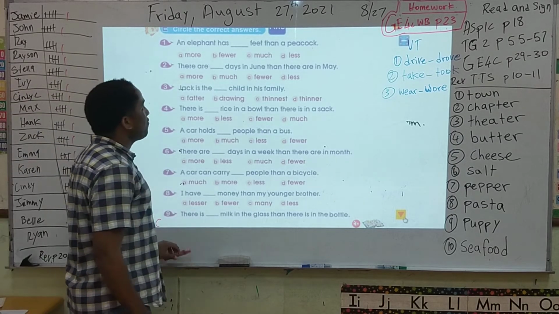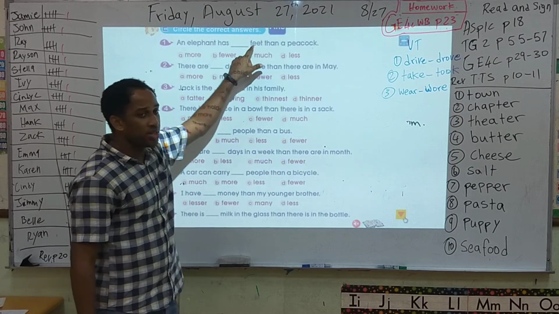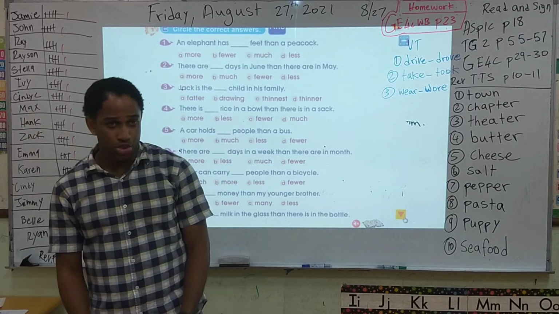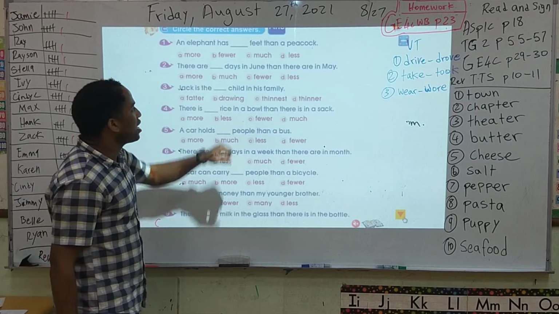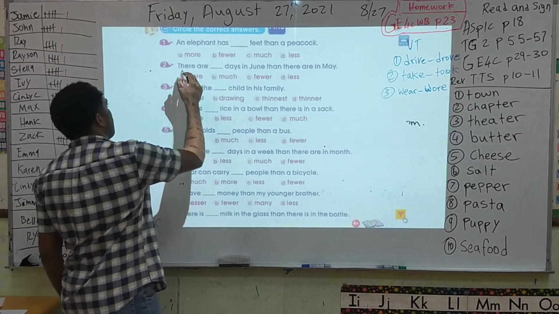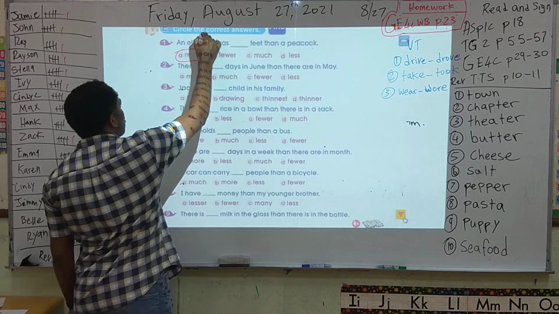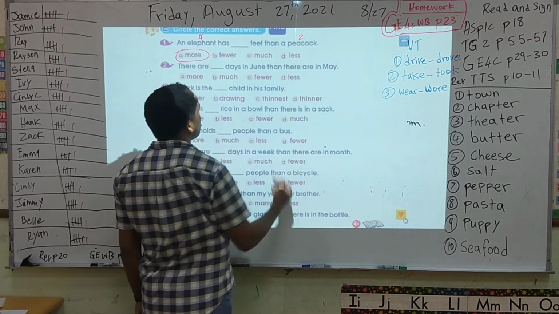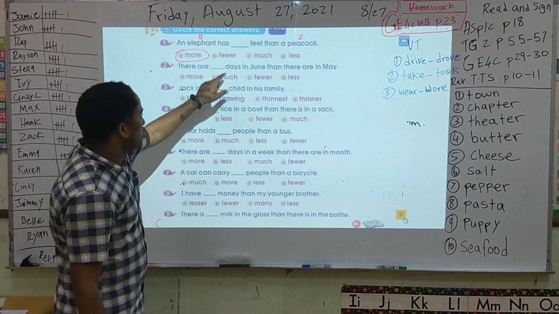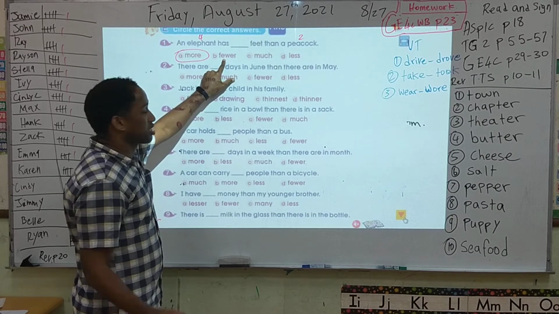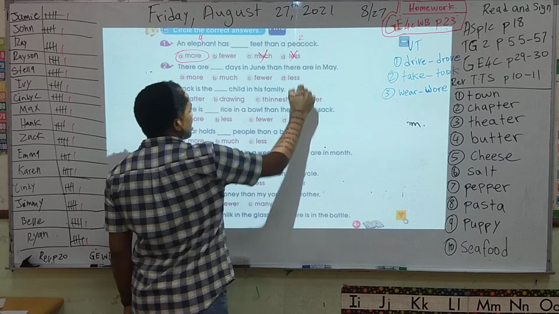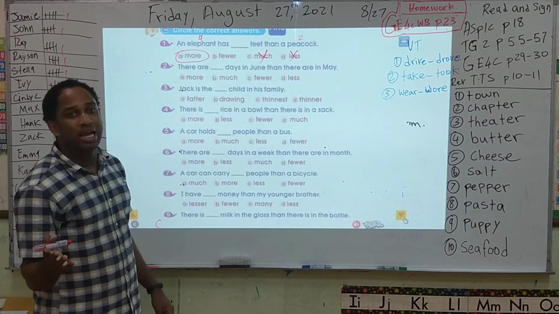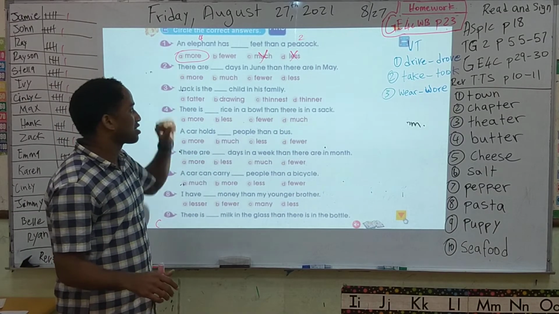An elephant has, so feet, you can see, and I have 2 feet. An elephant has 4 feet. So you can count, more, because an elephant has 4 feet. A peacock has 2 feet, so it has more. You cannot say fewer, because an elephant has 4 feet, right? Much and less is used for uncountable, so it has more.